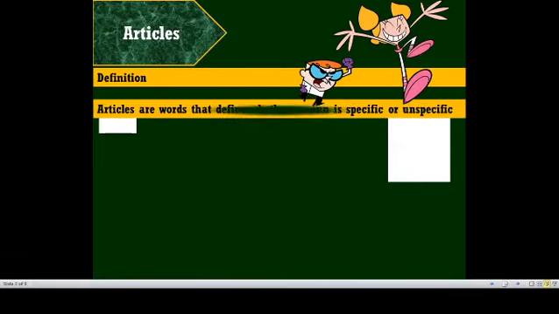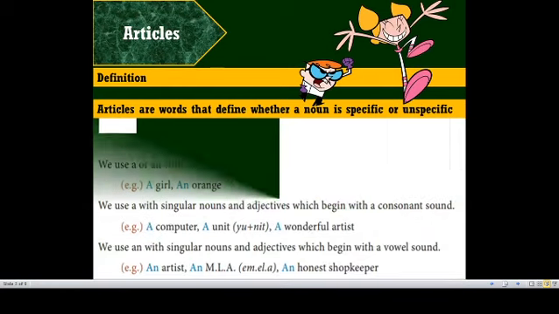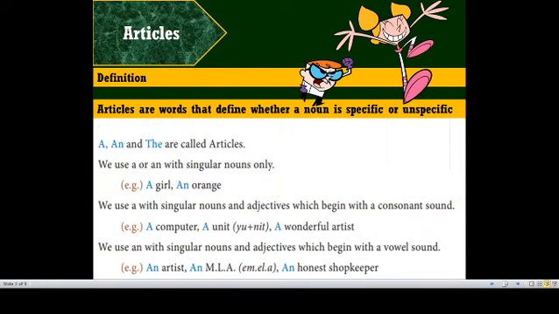Good morning, students. Today we are going to learn about the topic articles in our English subject. You can see this topic in the second unit of our English subject. Students, this is a very simple topic. You have been learning this topic since you were in 6th standard.